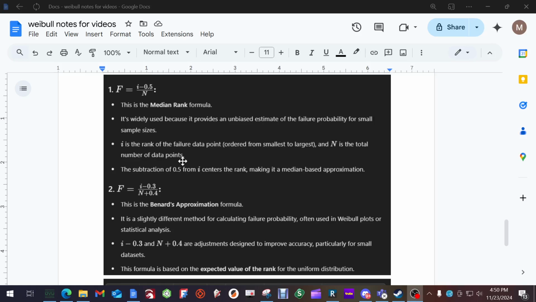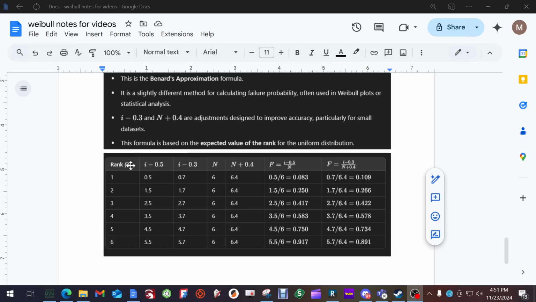So, what do these actually do? Good question. Let's put them in a table real quick. We have the rank, and the time to failures are 100 hours, 200, 300, 400, 500, and 600 over here. But they're ranked 1, 2, 3, 4, 5, and 6. So now we do i - 0.3 over N + 0.4, and throw it in here. Now what do these numbers mean? Well, this means that at 100 hours, your probability of failure is 8.3%, and at 600 hours, you're at 91.7%. But if we go to Bernard's theorem, he says it's 89.1% failure. So it's a little bit more precise. We have more failure at the lower end, but less at the top end.